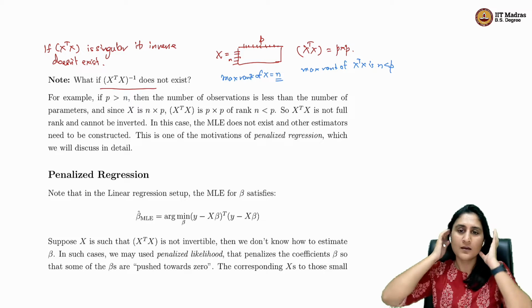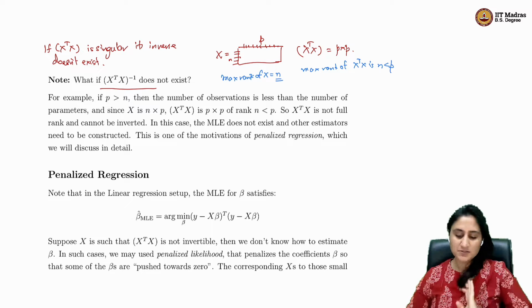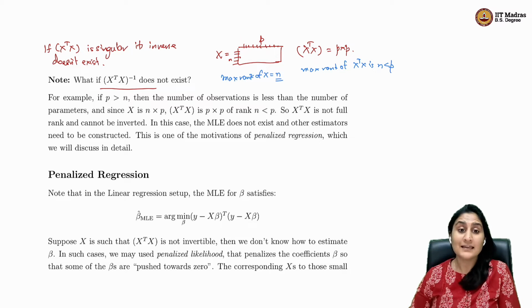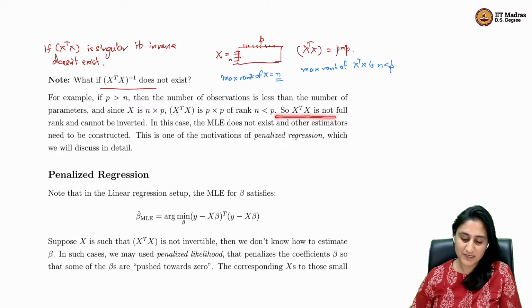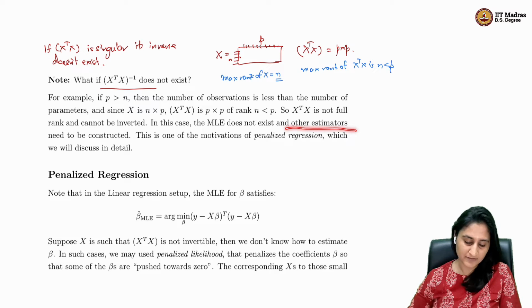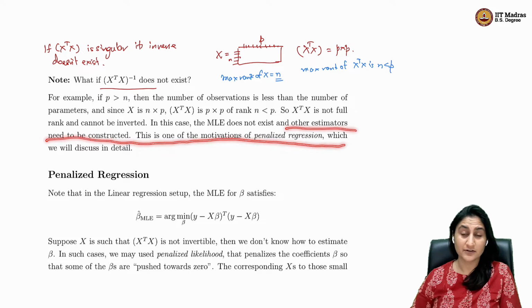Okay. So if the number of observations is much less than the number of columns, then (X transpose X) inverse does not exist. Okay, that's basically what this is saying. So X transpose X becomes not full rank and cannot be inverted. And in this case, the MLE does not exist, right? Or cannot exist in the usual form at least. But basically, the idea is that other estimators need to be constructed. And this is one of the motivations of penalized regression.